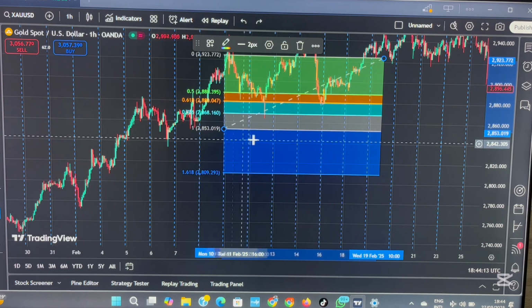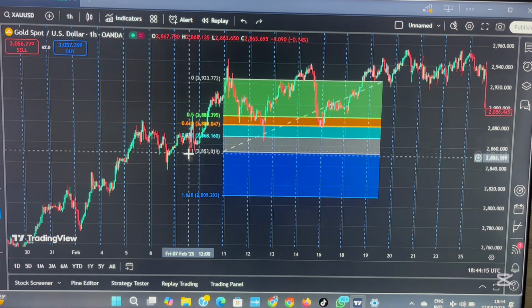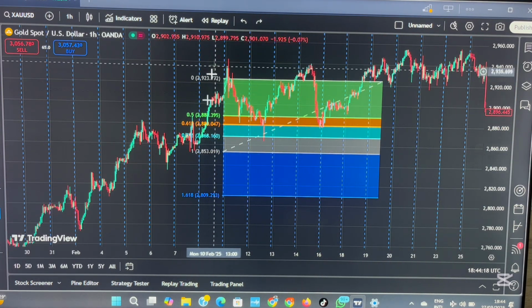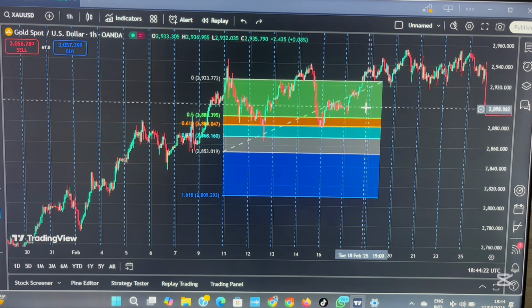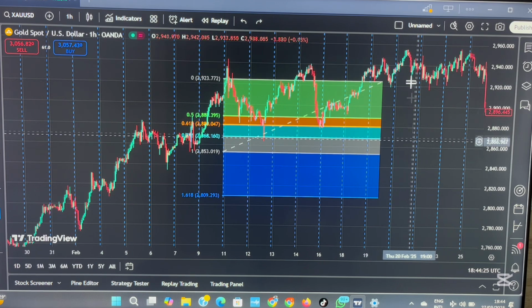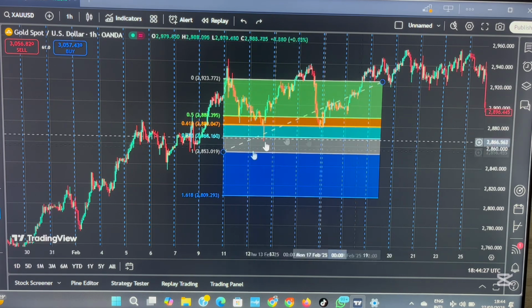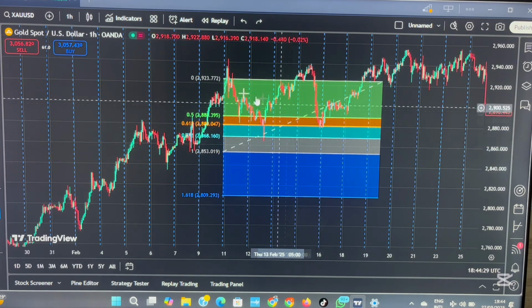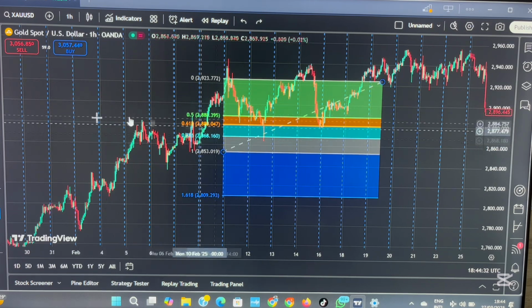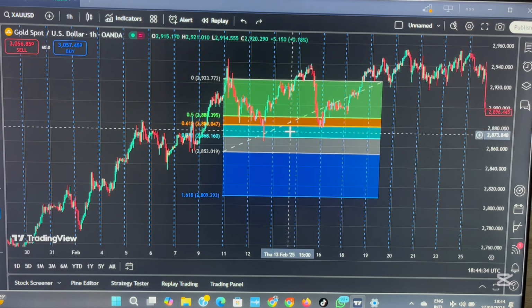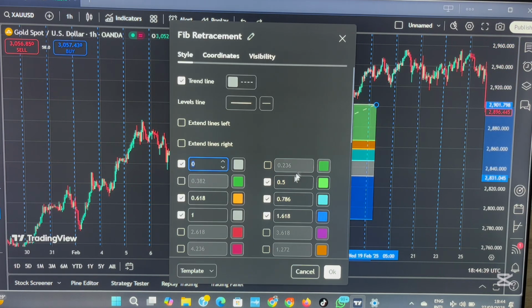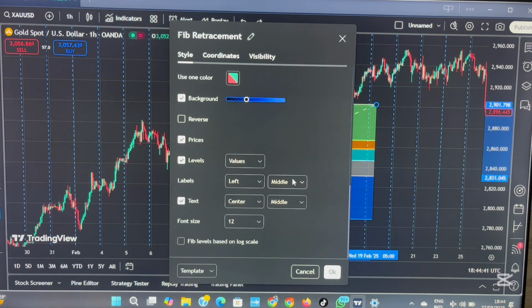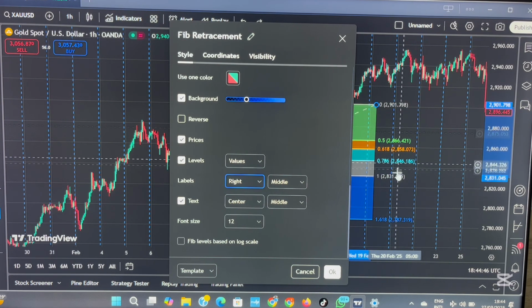If you observe here, the Fibonacci numbers are at the left side of the screen. I like mine to be at the right side, so I can better understand when the market is retracing back. So all you need to do is go to the settings, scroll down, you see level, you move it to the right. As you can see, it's now at the right.